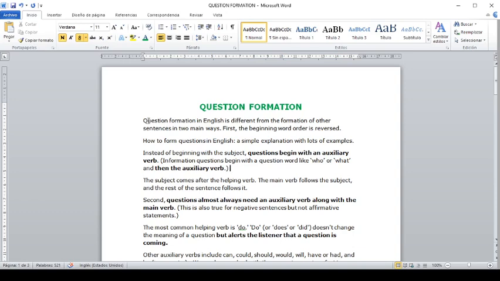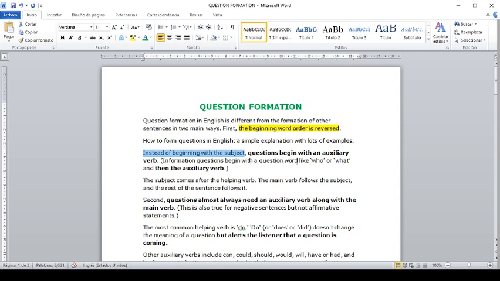theory, okay? So, question formation in English is different from the formation of other sentences for two reasons. First of all, the beginning word order is reversed. This is very important because it is still hard to remember, so it's important for you to practice this, okay? So, as you know, instead of beginning with the subject, questions begin with an auxiliary verb, okay? But not all types of questions.